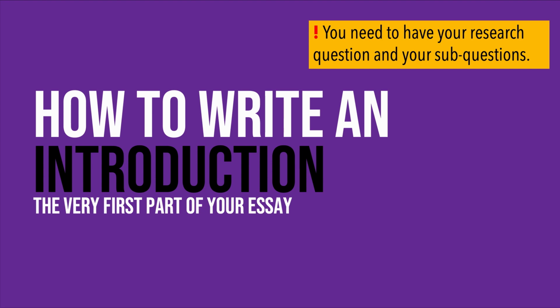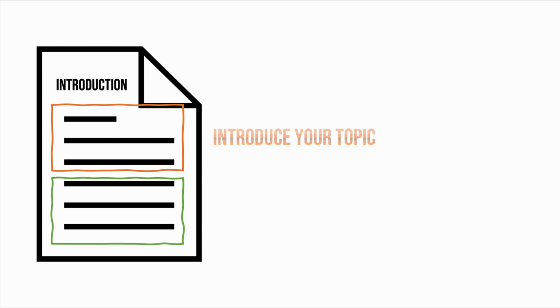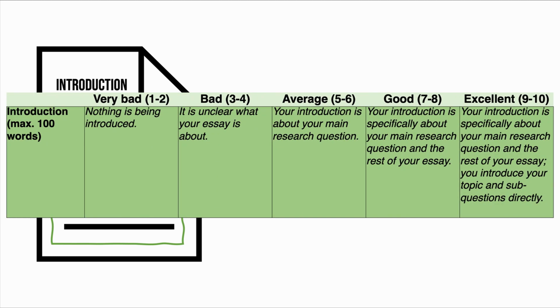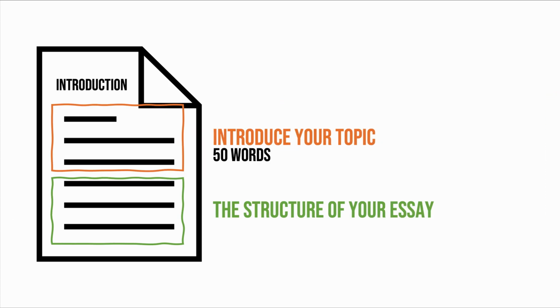So let's get started. An introduction has 2 parts. In the first part you introduce your topic, and in the second part you will talk about the structure of your essay. Now let's take a look at a rubric. As you can see, there are 5 levels, from very hard on the left side to excellent on the right side. And as you can see, an introduction should be no longer than 100 words. So think about it this way, you have 50 words to tell your reader why your topic is so interesting, and another 50 words to tell them what's going to be in your essay.